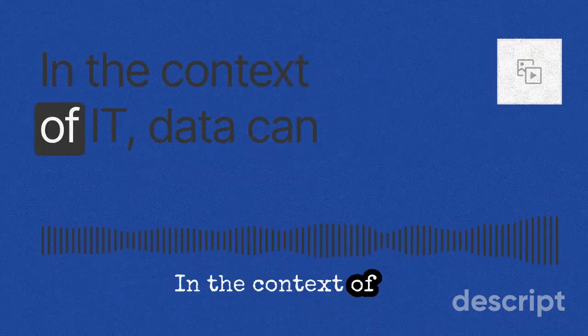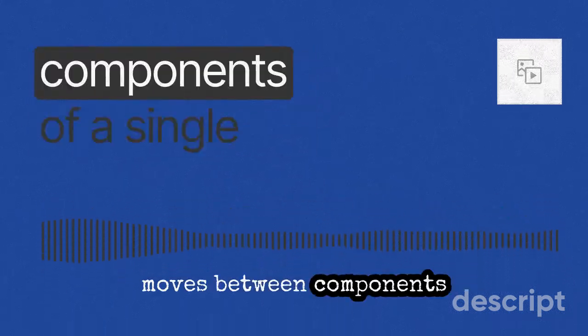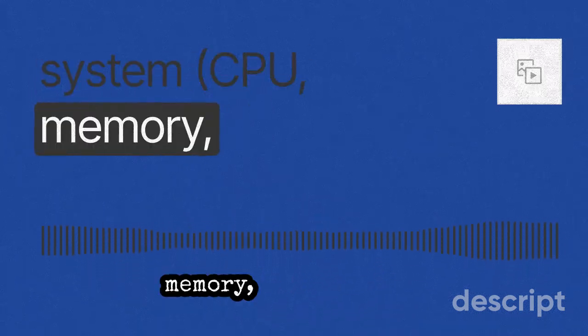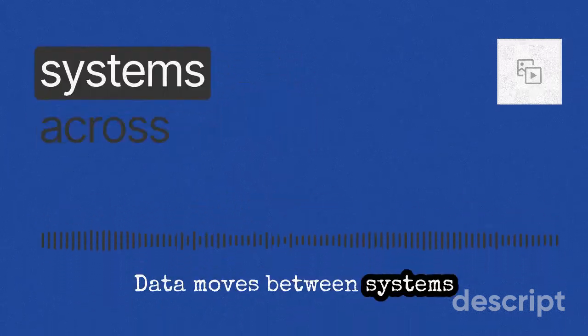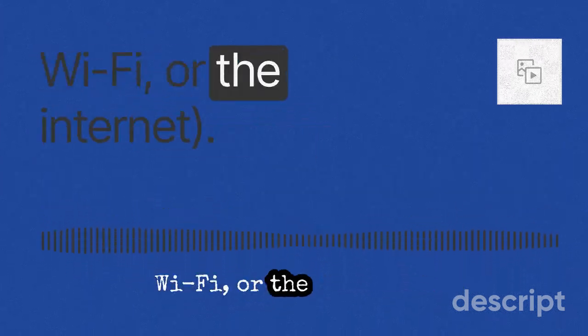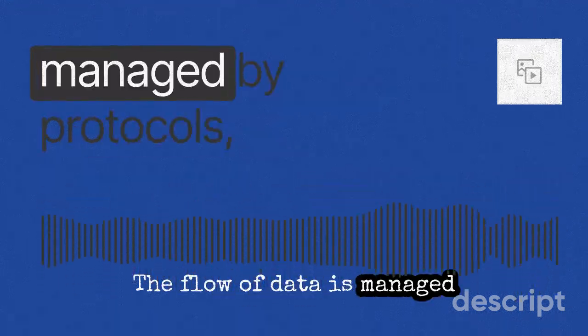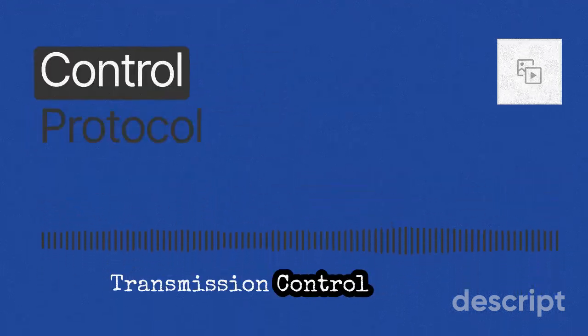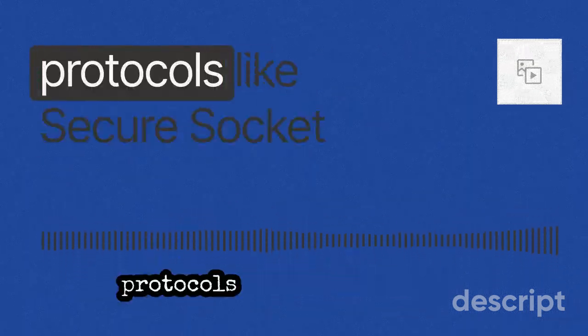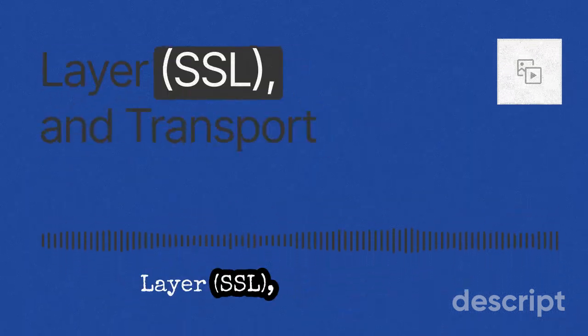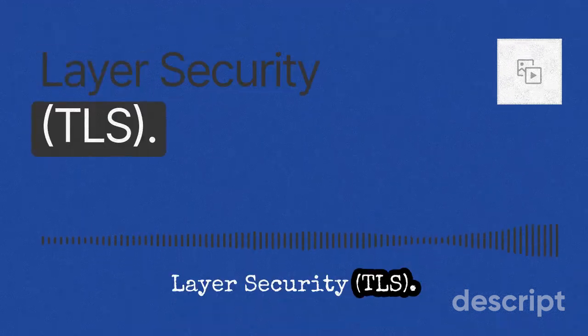In the context of IT, data can flow through local transmission. Data moves between components of a single system: CPU, memory, storage, etc. Network transmission: data moves between systems across physical or wireless networks, e.g. Ethernet, Wi-Fi, or the Internet. The flow of data is managed by protocols such as Transmission Control Protocol (TCP), Internet Protocol (IP), and various security protocols like Secure Socket Layer (SSL) and Transport Layer Security (TLS).